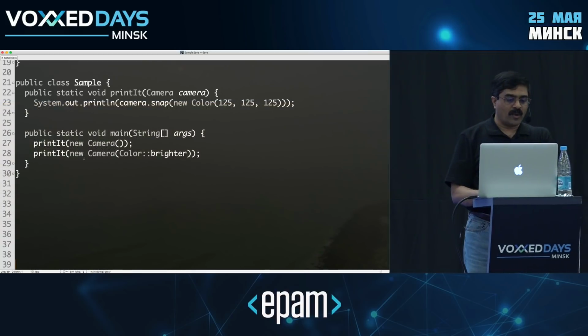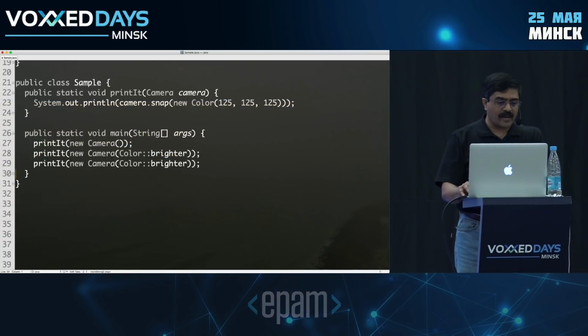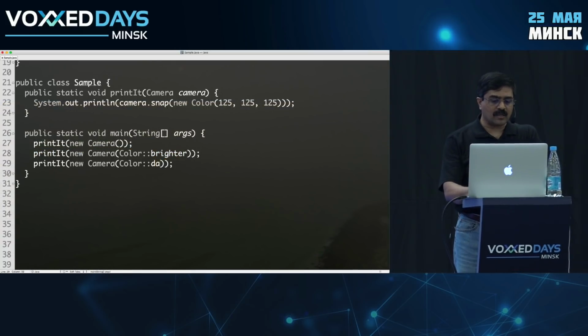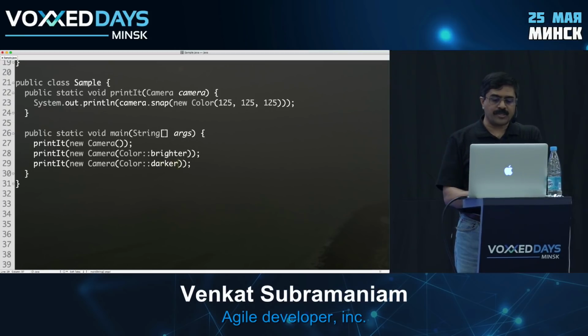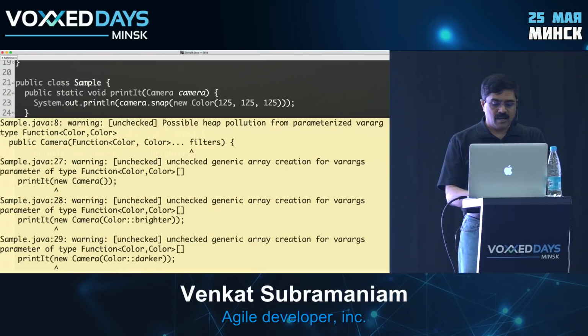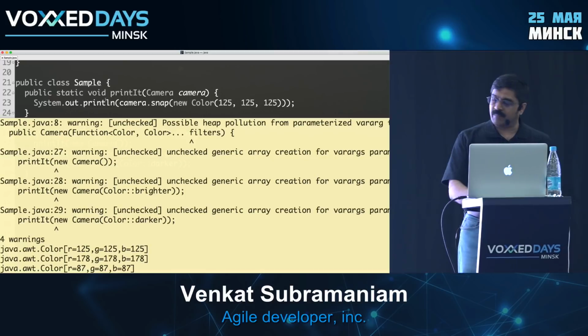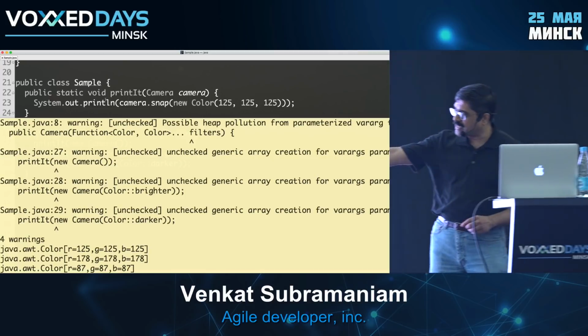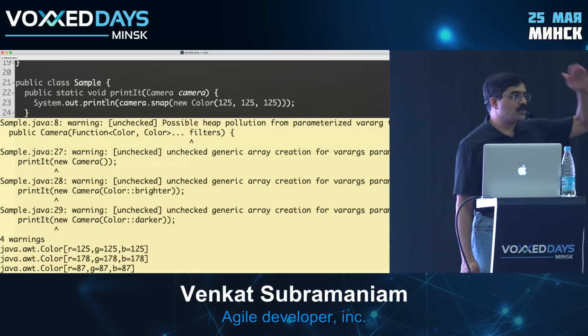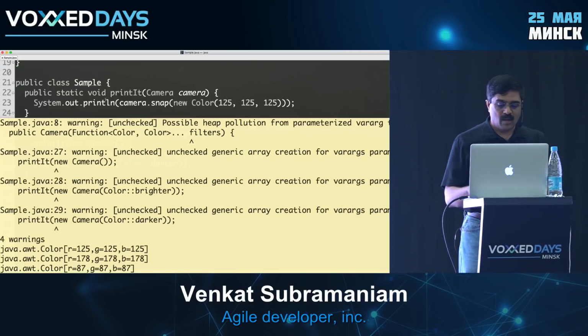Now you know where I'm going with this. We can take this one and say darker, if you will, and of course, it's going to be a little darker. And if you look at the output in the very bottom, you can see that it says 87. So that shows you that it's a little darker than what was given.